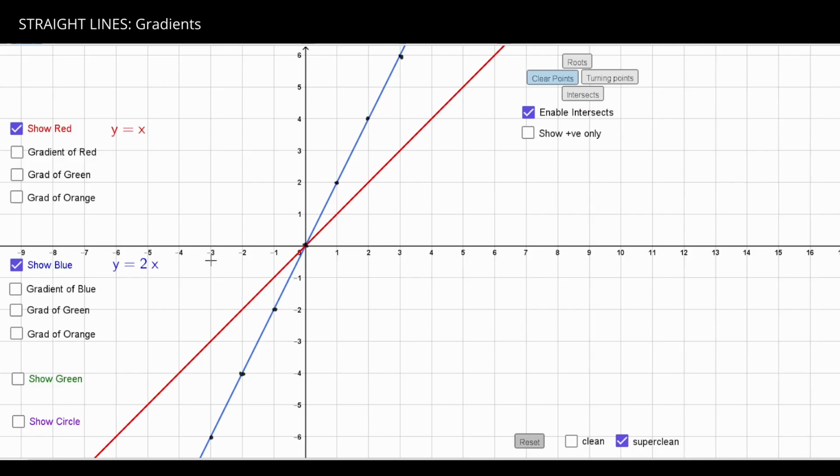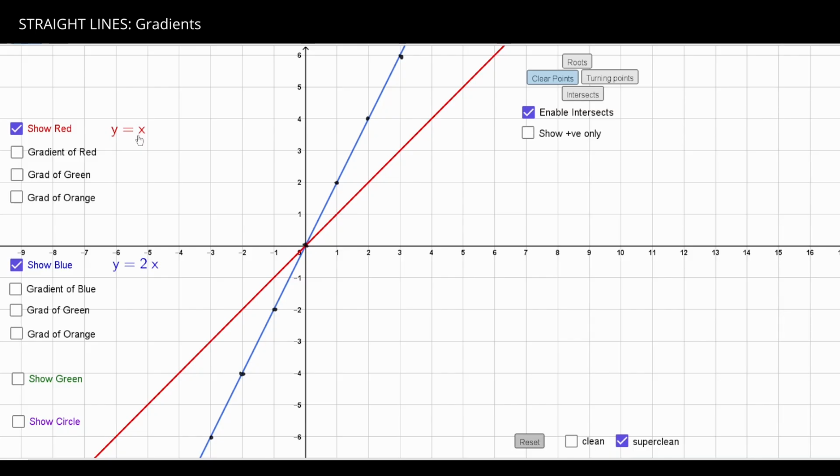Okay, let x be -3. x is -3 in here. -3 times 2 is -6. So let's have a look. Yeah, -6. So the number before the x in here and here, there is a number here.